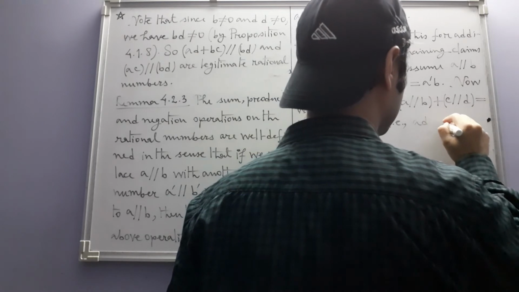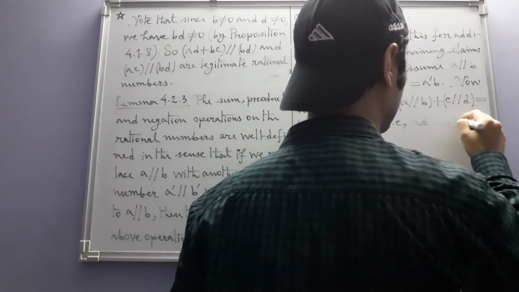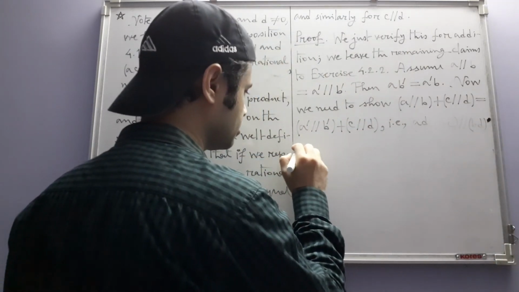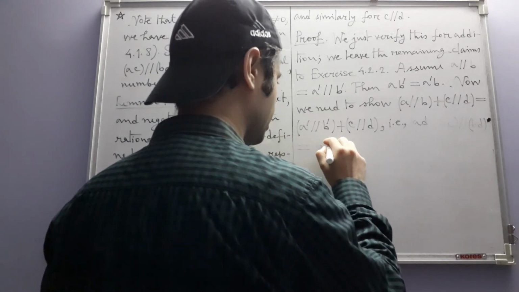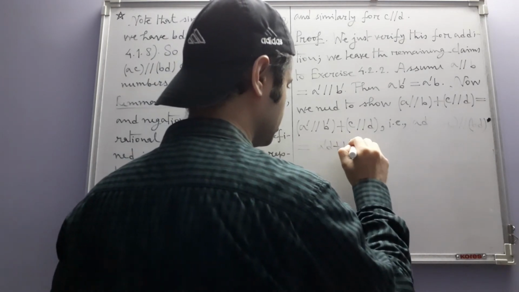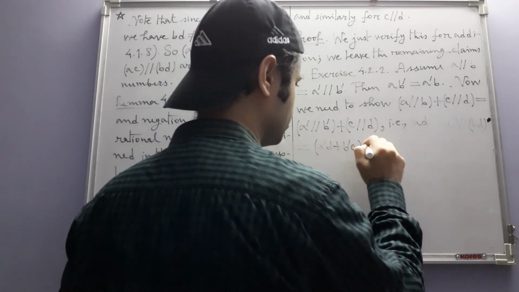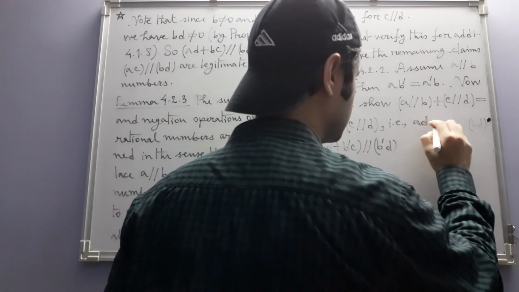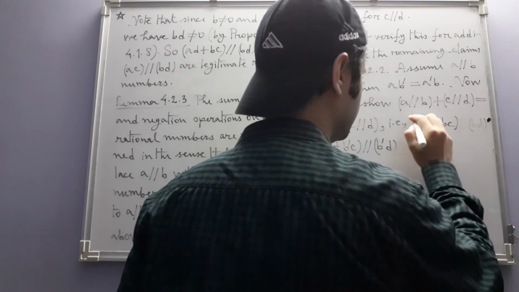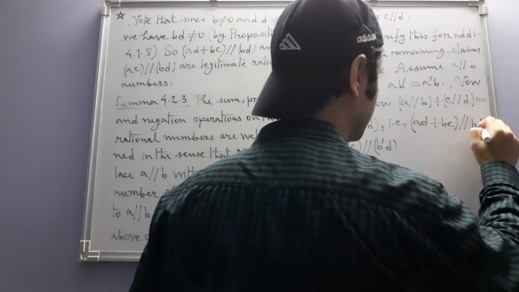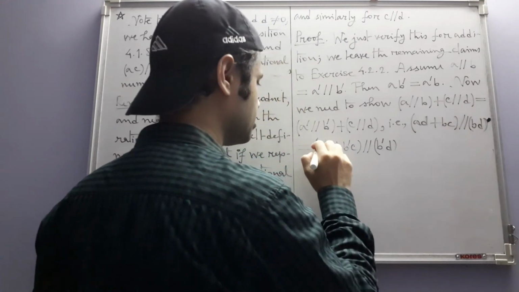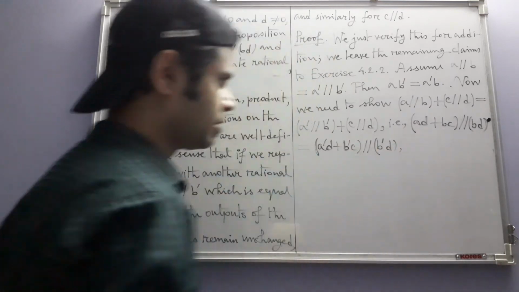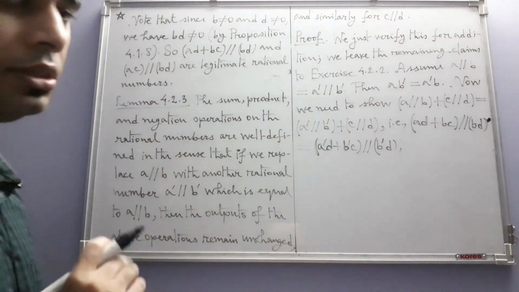(AD plus BC) divided by BD should be equal to (A prime D plus B prime C) divided by B prime D. This is (AD plus BC) divided by BD, and this is (A prime D plus B prime C) divided by B prime D. So that means these two things have to be shown to be equal.